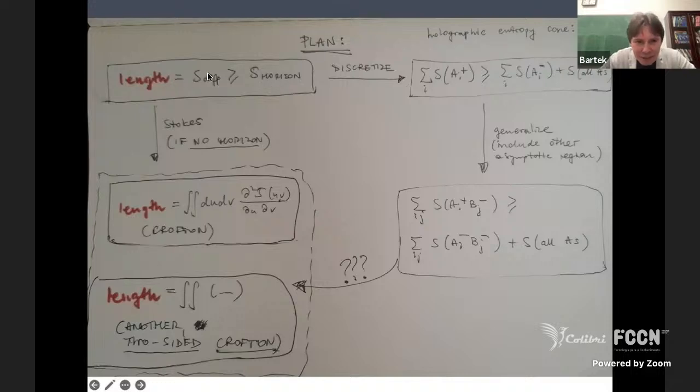Let's take this expression. So then the question is, what if there is a horizon? Here's the way we're going to solve this problem. We're going to go the long way around through this diagram. First, we take our expression for differential entropy, length equals differential entropy, and we discretize it. That's what we did on the previous slide.